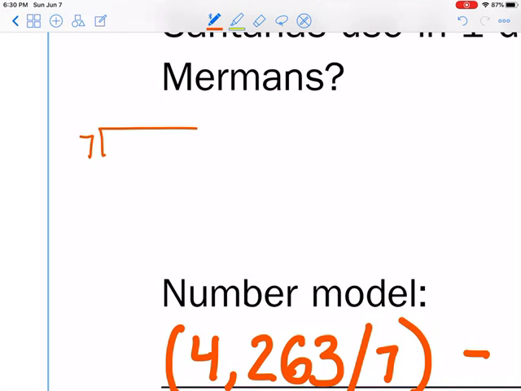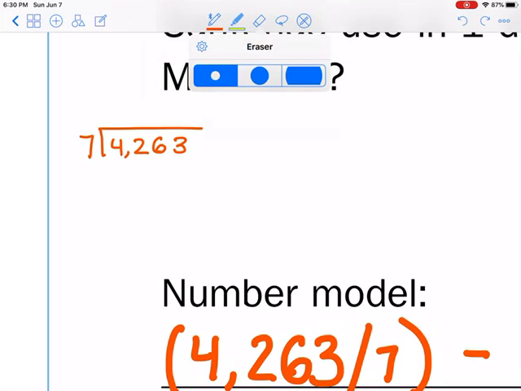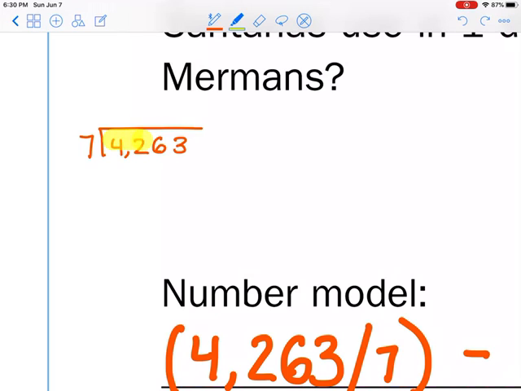So if I did 4,263 divided by 7, now, 7 can't go into 4 because it's too big. So I'm going to have to do 7 into 42, which would give me 6. Now, since I'm using 42, that 6 has to be above the 2. And I get 42, so I'm left with nothing.